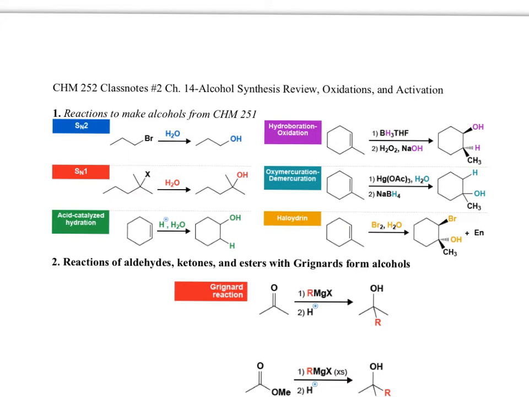Br2, that's the example I'm going to show you. I'll send that to you in a video. Br2 in water can also give alcohols. This is the one that's very similar to the epoxides, where you get that trans addition.